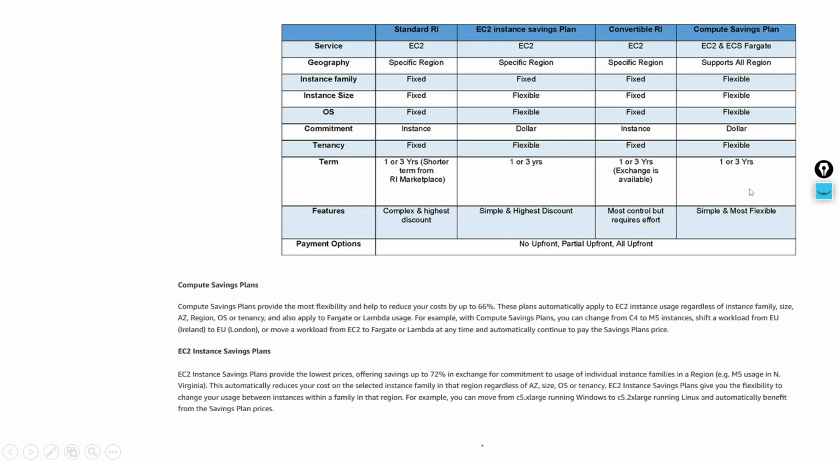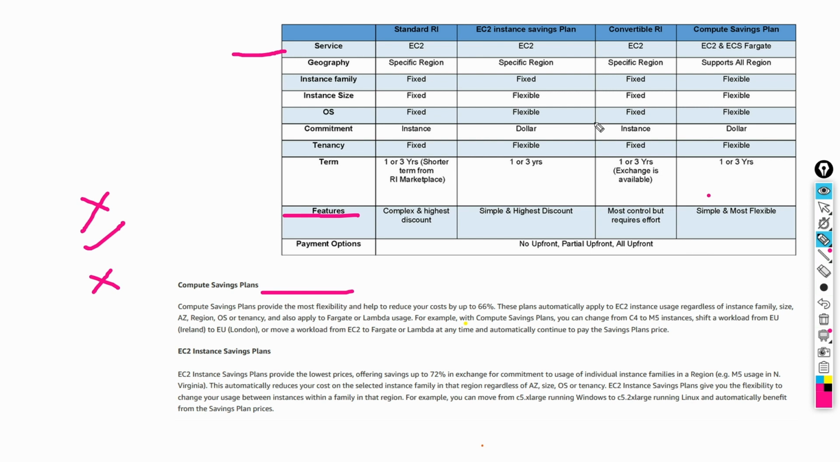So here, okay, you can see here, here is the keynote I have added. Let me take another one. So here you can see compute savings plan and instance family and instance size. You can see it is flexible, but when you are focusing on an EC2 instance savings plan, it is only flexible for size, but the instance family is fixed. So here it is more flexible.